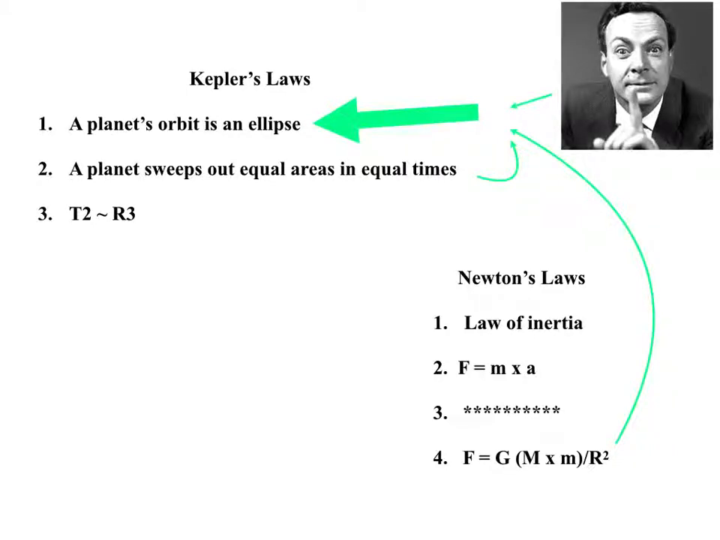We are now in position to take on our final and most difficult challenge. Using all that we have established so far, plus some additional clever insights from Feynman, to prove that a planet's orbit is an ellipse.